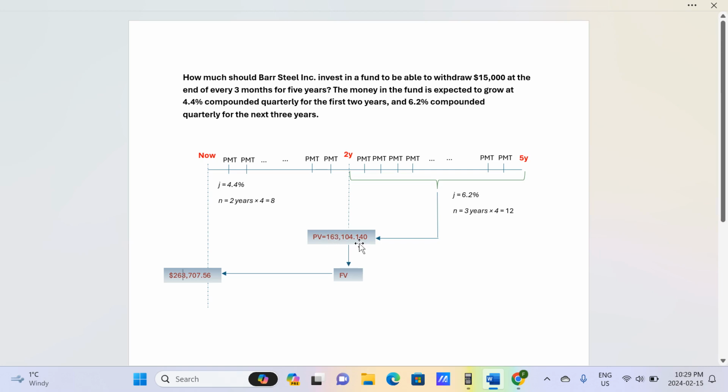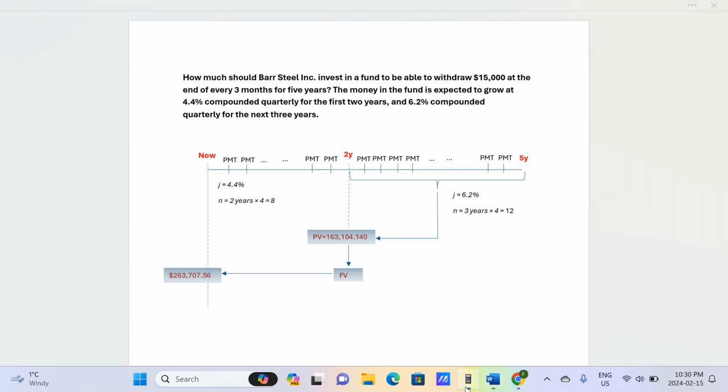Then after finding the present value of the payments during the 3-year period of time, I look at this present value as a future value. Then by a financial calculator, I can find the present value of this future value and also the present value of the payments I have during the 2-year period of time at the same time. So that would be the amount of investment.